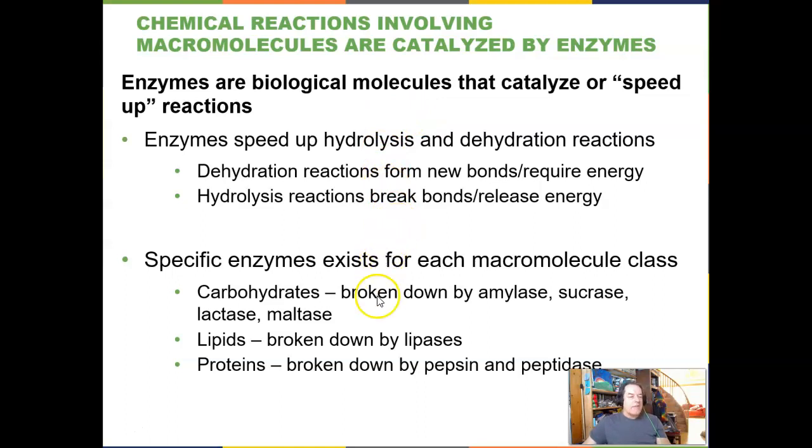Their names are usually taken from the substrate that they act on, and then they have the word ASE at the end. So amylase is an enzyme that acts on amylopectin, which is a particular form of starch. Sucrase is an enzyme that breaks sucrose apart. Lactase breaks lactose apart, maltase, etc. Same thing for lipases, same thing for peptidases. These are all enzymes that break down their specific substrate. The substrate is just a fancy word for the chemical that an enzyme acts on.